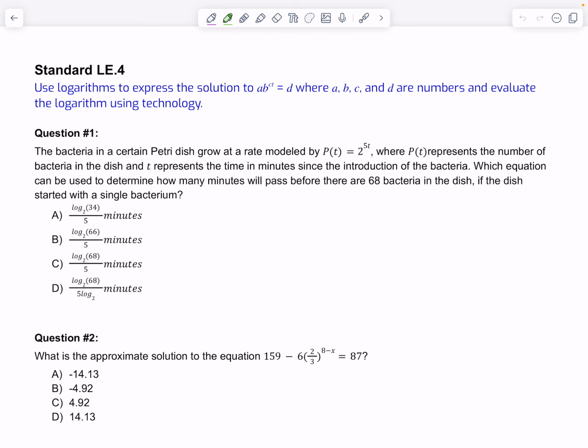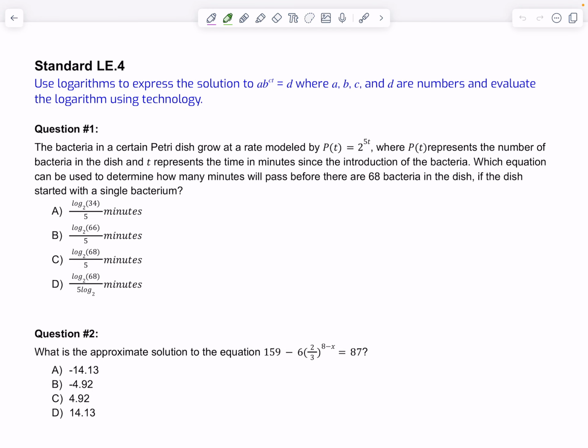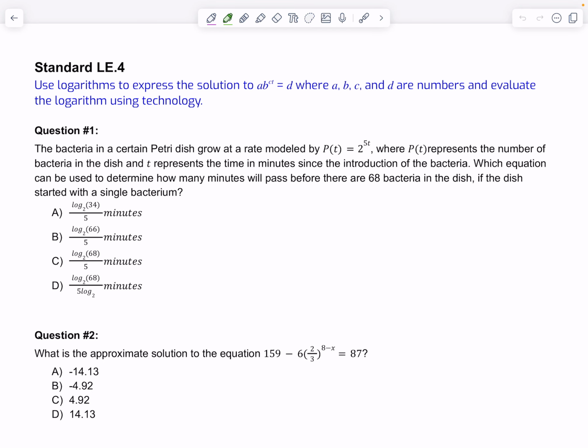of t equals 2 to the 5t power, where P of t represents the number of bacteria in the dish and t represents the time in minutes since the introduction of the bacteria. Which equation can be used to determine how many minutes will pass before there are 68 bacteria in the dish, if the dish started with a single bacterium? Okay, so what we want to do is write out our function where we've got some more room to work on it. So we want to see where this final amount would be 68.